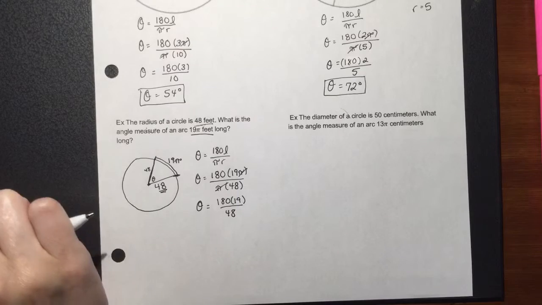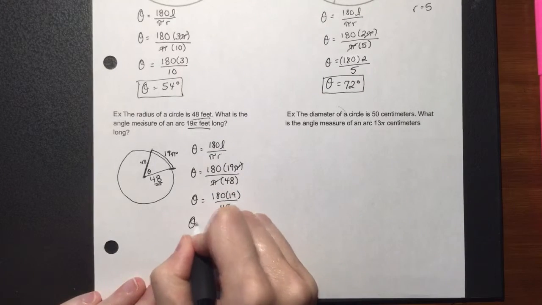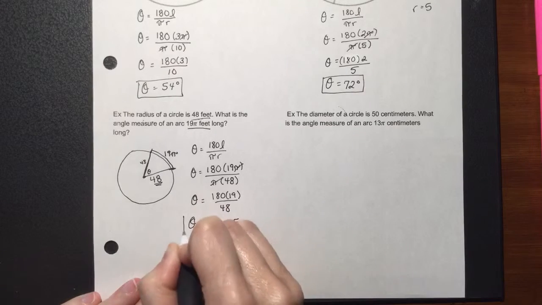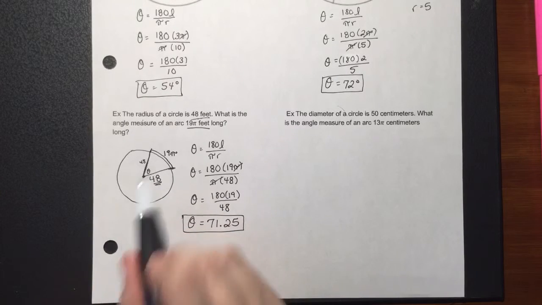So 180 times 19 divided by 48 is going to give us theta, or our angle, is going to be equal to 71.25 degrees. And that's the measure for that angle right there.